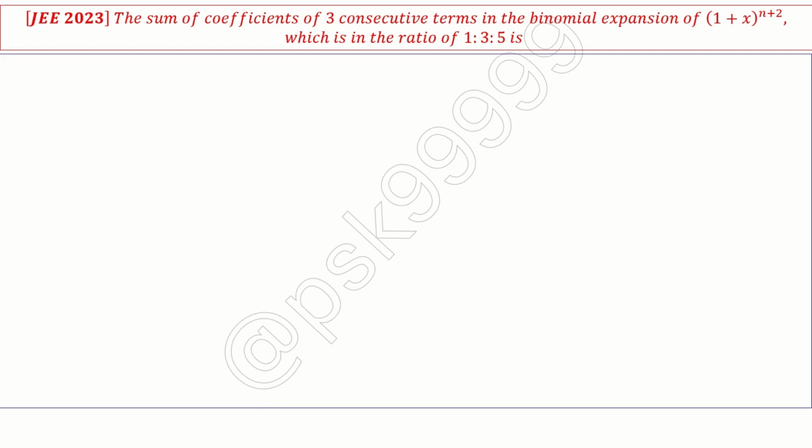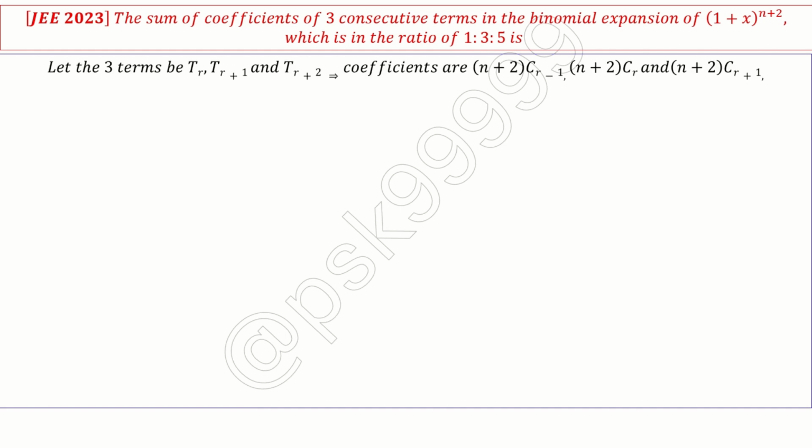The sum of quotients of 3 consecutive terms in the binomial expansion of 1 plus x whole to the power of n plus 2, which are in the ratio of 1 is to 3 is to 5. Okay, so basically you need to find out the sum of quotients of 3 consecutive terms who are in the ratio of 1 is to 3 is to 5. So we'll take t r, t r plus 1 and t r plus 2 as the 3 consecutive terms. The quotients are n plus 2 C r minus 1, n plus 2 C r, and n plus 2 C r plus 1.